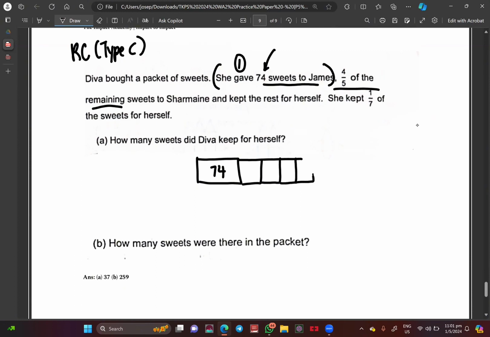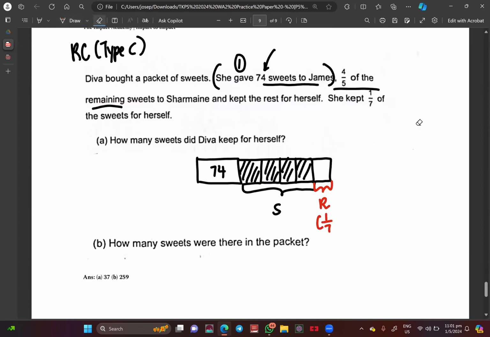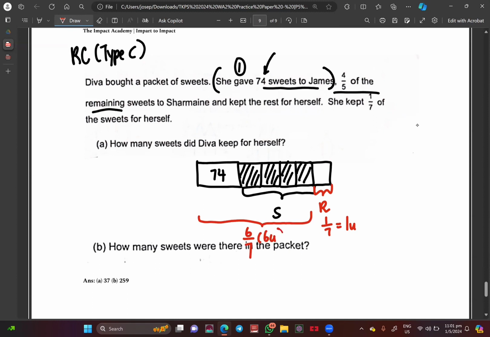1, 2, 3, 4, 5. We are going to shade the first 4 units. We're going to say that the first 4 units is for Charmaine, and she kept the rest for herself. So this is the rest, and the rest is 1/7. We can confidently say that 1/7 is simply 1 unit. So if 1/7 is this side, the hidden information has to be 6/7, which is actually 6 units. And if I have this as 1, 2, 3, 4 units, then this has to be 2 units.